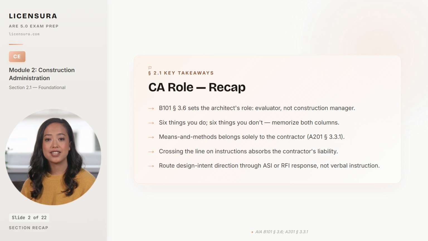Crossing the line on a single verbal instruction is enough to absorb the contractor's liability for that direction, which is why the line is drawn so hard. And when you do need to address how the work is built relative to design intent, you route it through a written ASI or an RFI response, never through a verbal direction in the field that nobody can reconstruct 2 years later in a deposition.